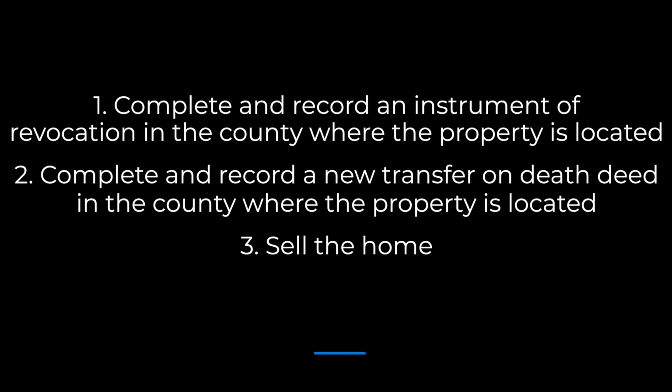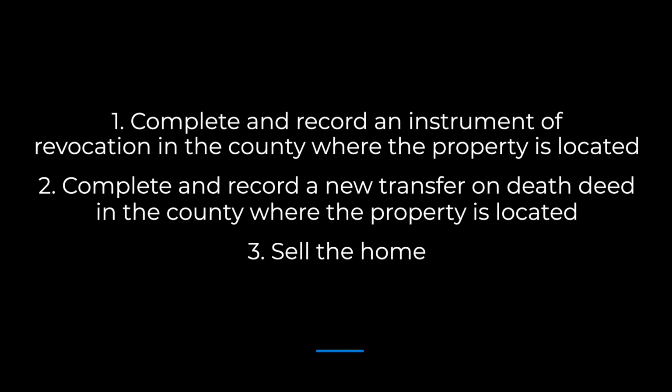But what happens if you record a transfer on death deed and then need to make modifications or revoke it altogether? You can revoke a transfer on death deed at any time before your death. To do so, you have three options. Complete and record an instrument of revocation in the county where the property is located, or complete and record a new transfer on death deed in the county where the property is located, or sell the home.